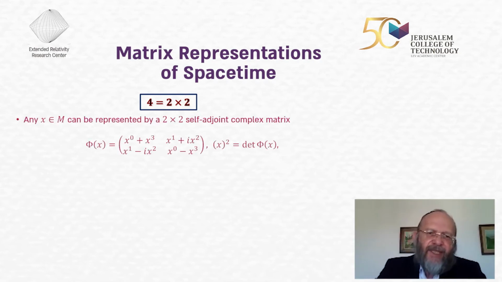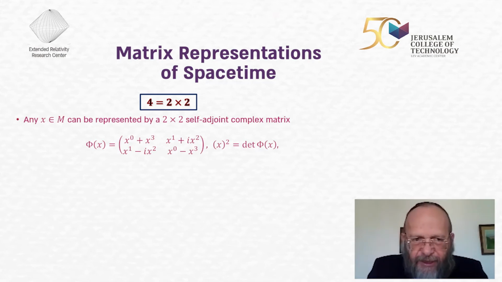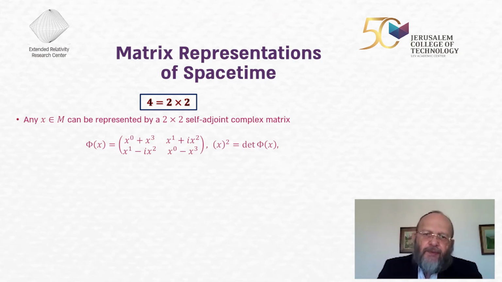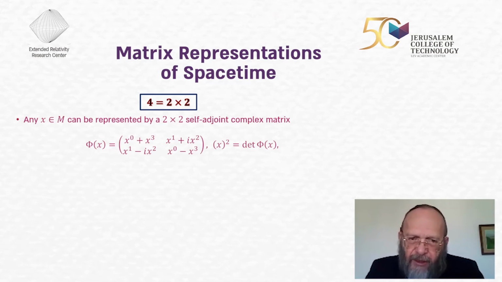So take any vector x in M. We represent it as a 2 by 2 self-adjoint complex-valued matrix. How is the matrix complex self-adjoint? On the diagonal, the entries are real. Off the diagonal, they are complex adjoints. So off the diagonal you put x1 plus ix2 and x1 minus ix2. And on the diagonal, the 0,0 place is x0 plus x3, and the 1,1 place is x0 minus x3.